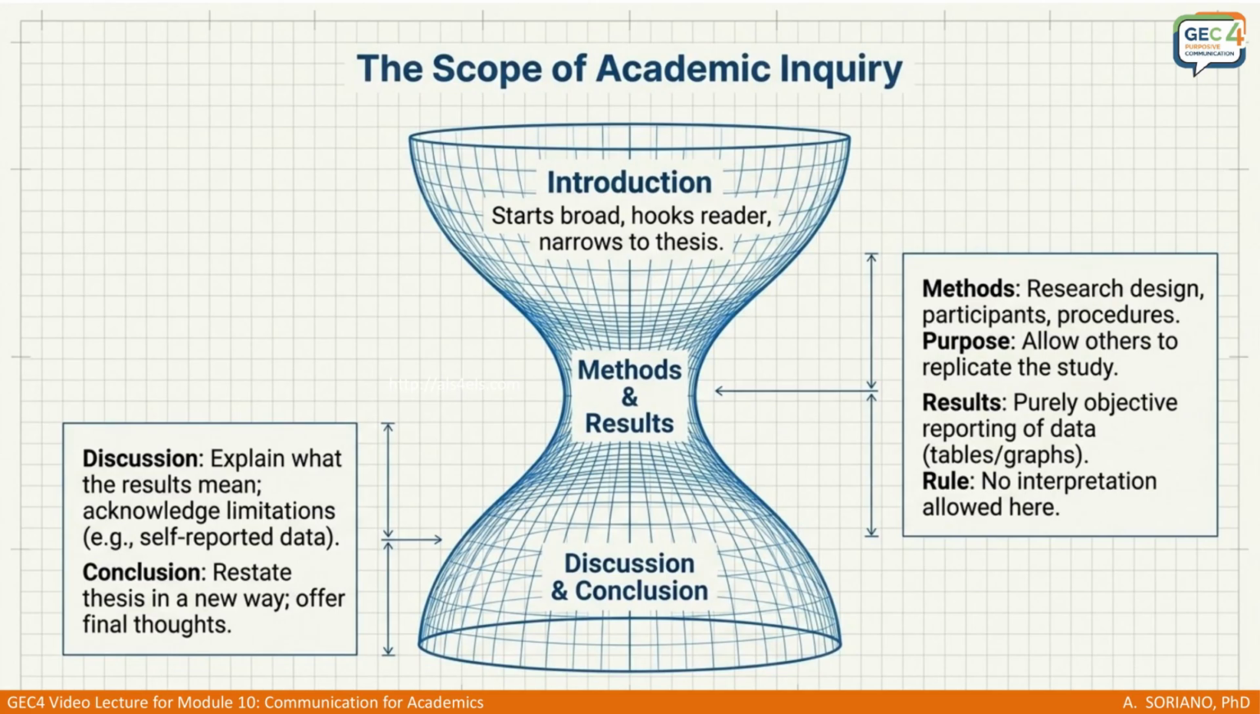You might wonder, why do I need to be so specific? The answer is the heartbeat of science: replicability. Replicability means that if another scholar reads your methods section, they should be able to do the exact same experiment in the exact same way to see if they get the same results. If you hide your methods, people will think your research is fake or untrustworthy.